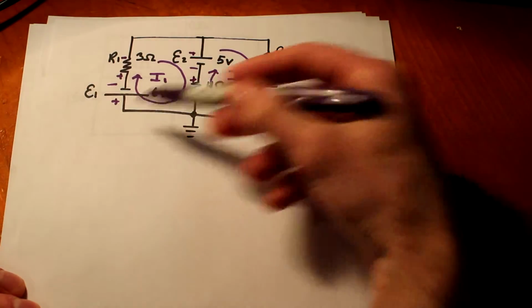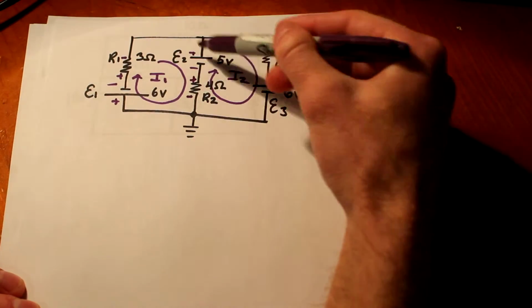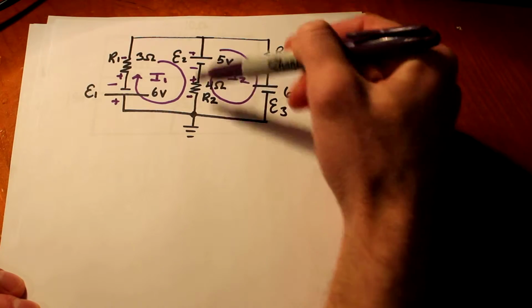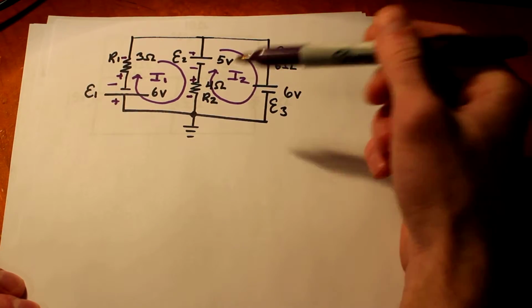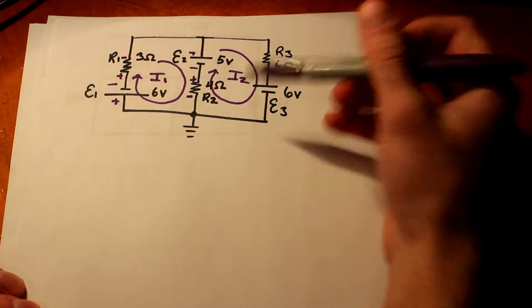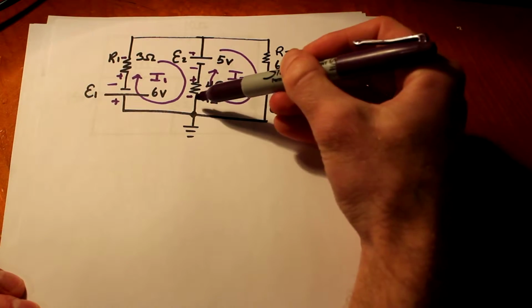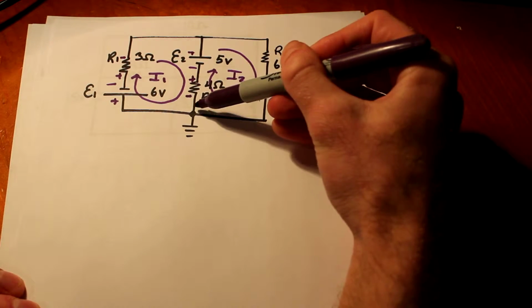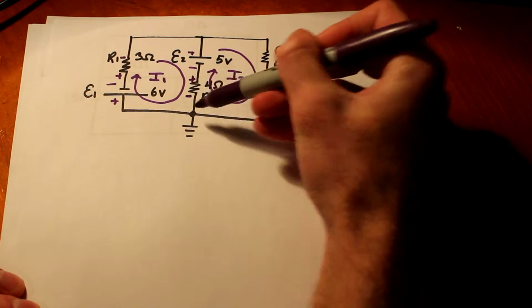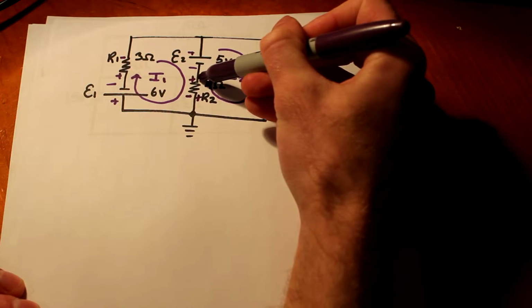Now you can use any point to start and finish the loop. It doesn't matter which point you start at or finish at. You should get the same results. So let's do loop number two now. So we'll start from this corner. This resistor right here, we enter, so plus, and exit minus.